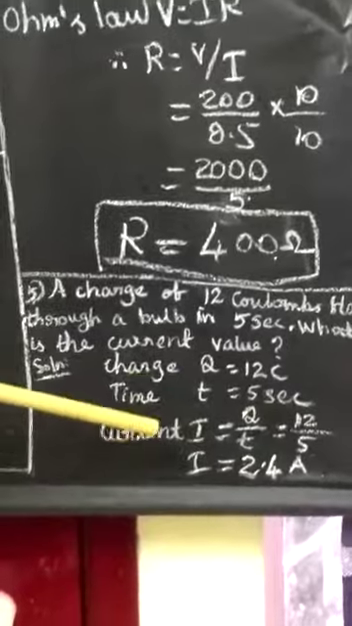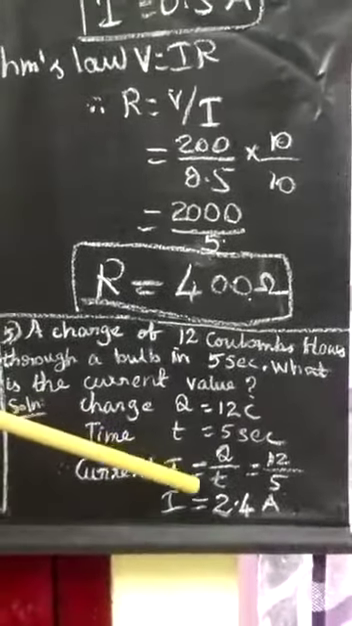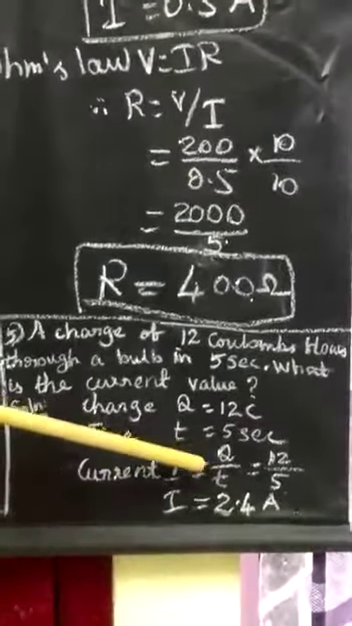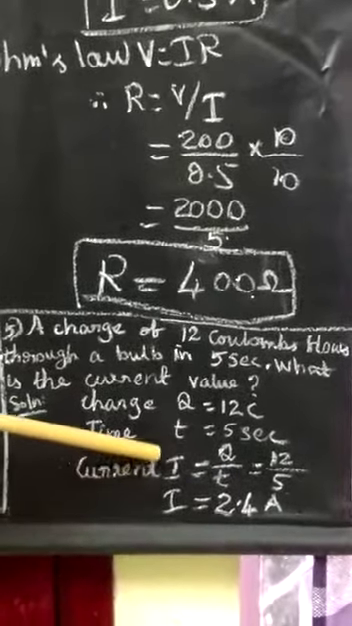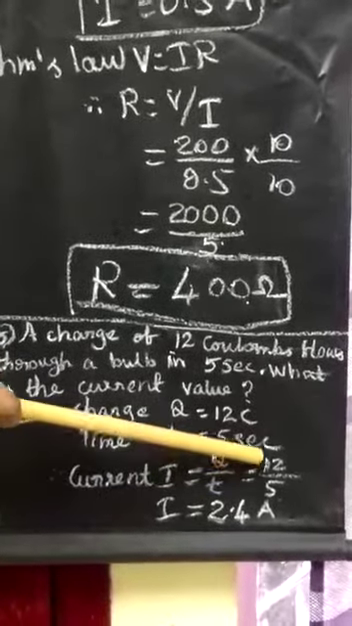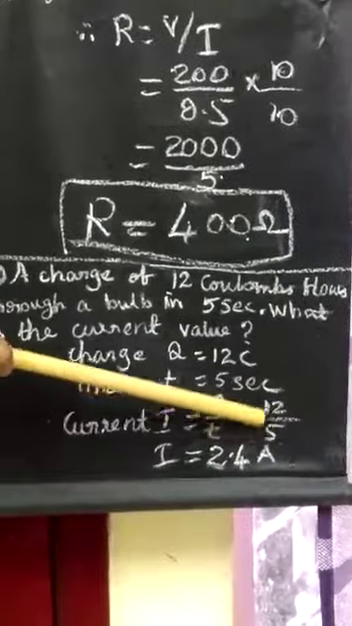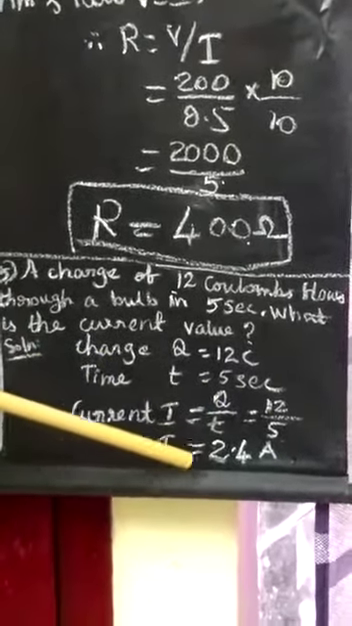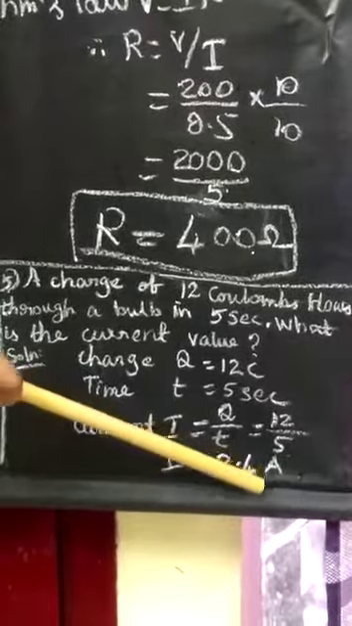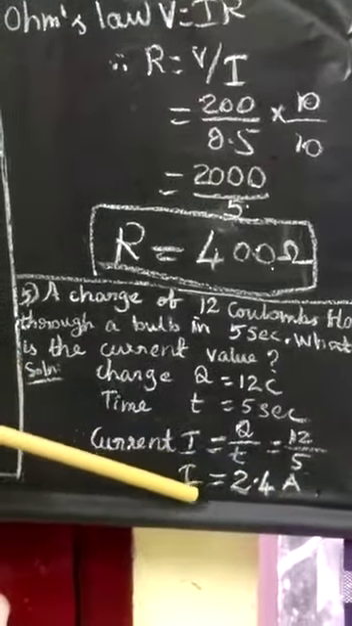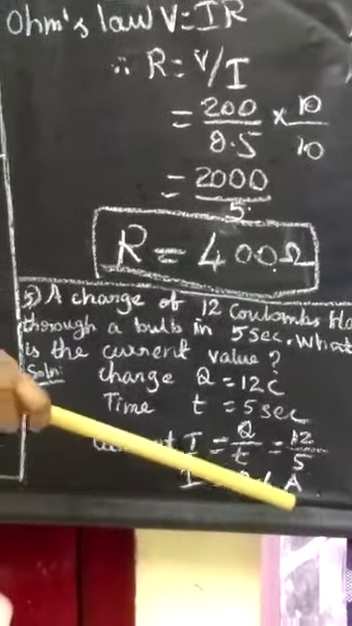I write the equation for current: I is equal to Q by T. This is the equation to find the current value. Q is equal to 12 coulomb, T is equal to 5 seconds. Dividing these two, I get the value 2.4 ampere. Ampere is the unit of current. So I is equal to 2.4 ampere.